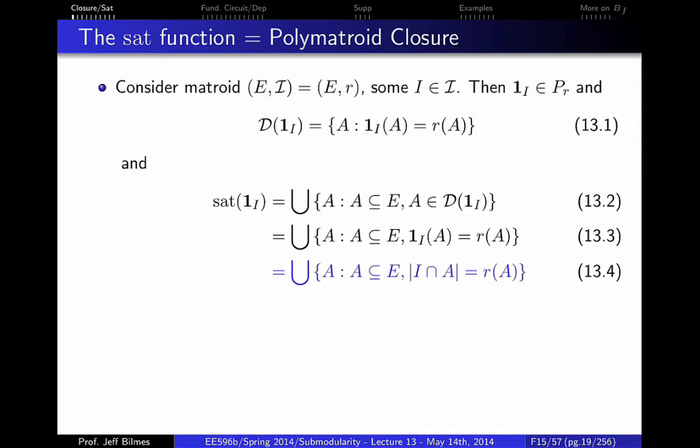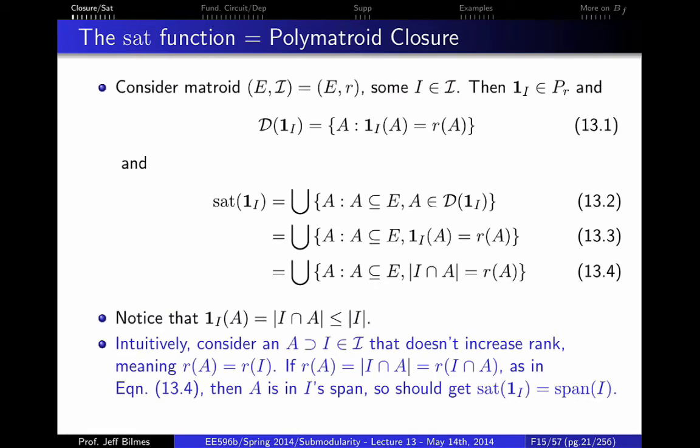Equivalently, 1 sub I of A is equal to the intersection of I and A. Since the vector is all 1s, when you evaluate this here, you're just counting A intersecting with I, so that's just equal to this, right? It's just a counting thing. And now we definitely have that the intersection of I and A is less than or equal to I, right? That's just properties of intersection.